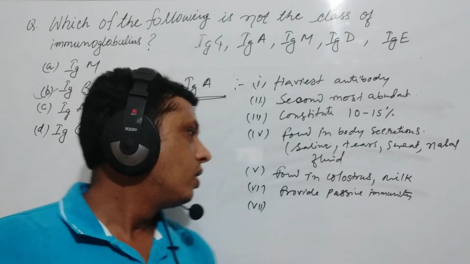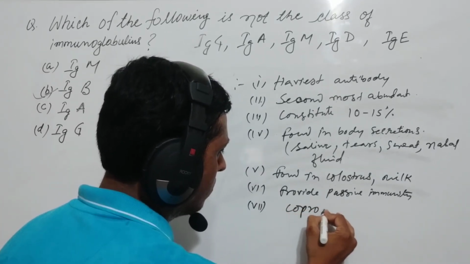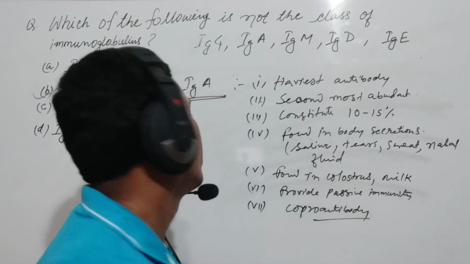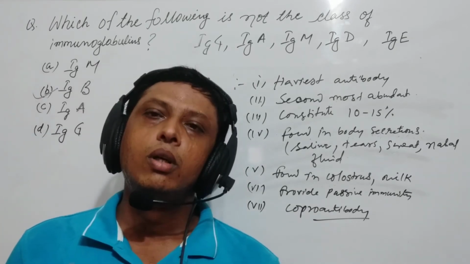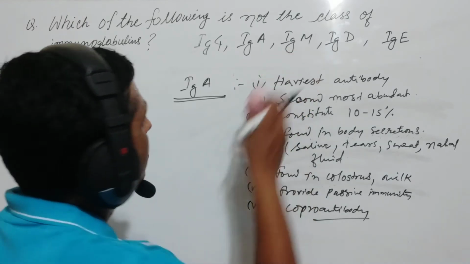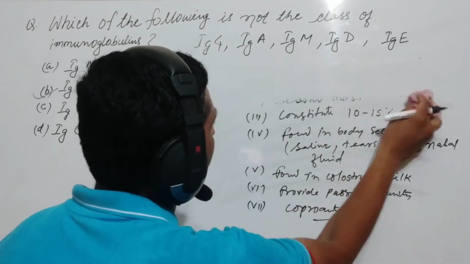One very important point: IgA is also excreted through feces. So sometimes it is called coproantibody. Why is it called coproantibody? Because it is excreted through feces, or stool.